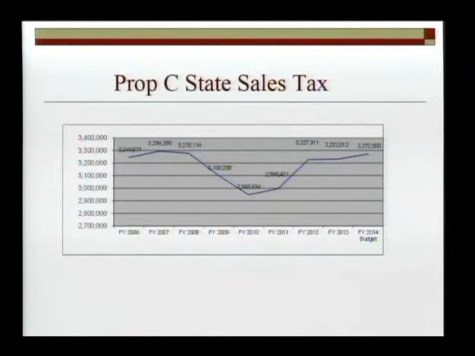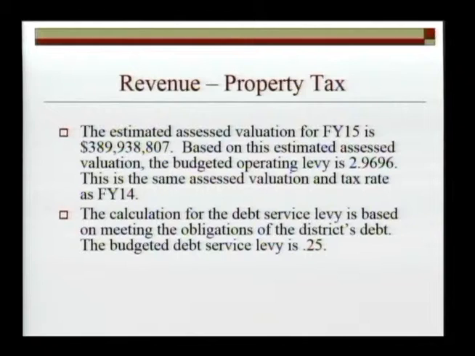This slide shows a graph of the Prop C sales tax. We are finally getting back to the level of revenue that we received back in 2007. We took a significant drop in fiscal year 9 and 10 when the state economy dropped. So we're finally getting back to the level that we were at that time.